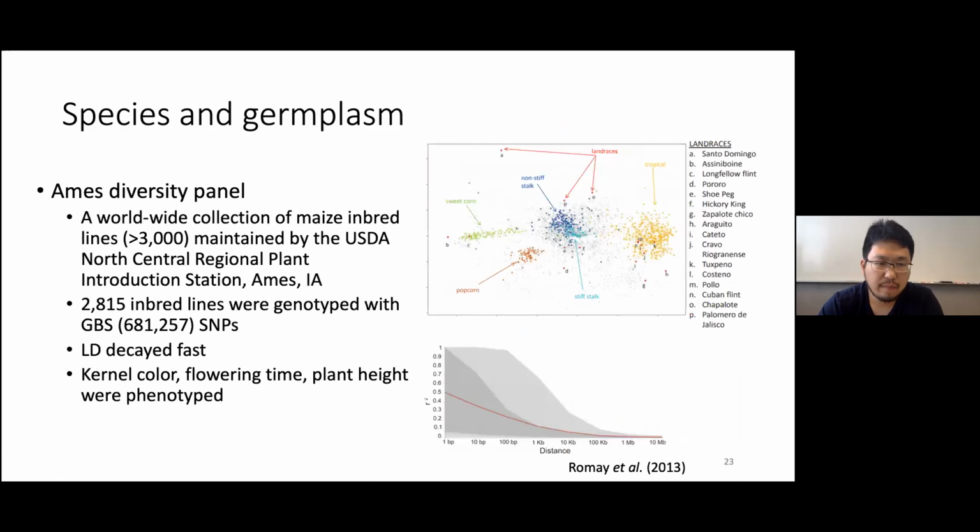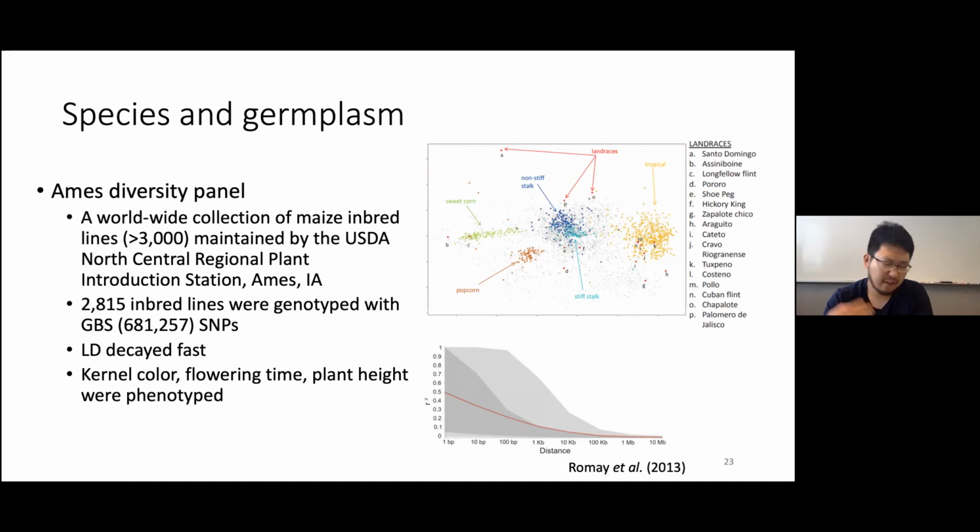That is one thing to consider when you choose the panel you work with. The other thing you need to consider is the size of the panel. For example, there's the Ames panel for maize. It is a worldwide collection of more than 3,000 inbred lines of maize, and 2,800 of them have been genotyped with GWAS. The LD decay is pretty fast for this panel, reaching 0.01 at about 1 kb. And some of the traits have been phenotyped, like kernel color, flowering time, and plant height.